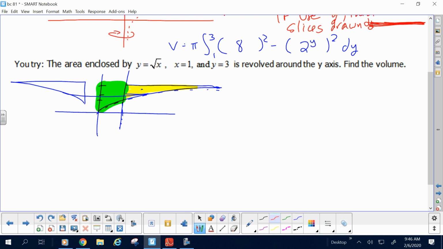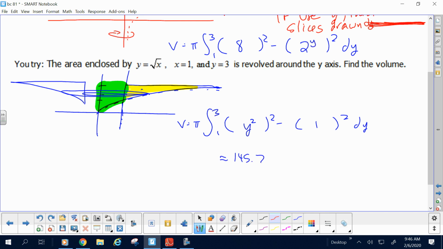Okay, so are you getting something like this? Yes. All right. Pi big R squared minus little r squared. If it's around y, use y. Cool. What are the bounds? 1 to 3. What is big R? y squared squared. And then big R squared is y squared squared. Little r? 1. So if you did that, what do you get?